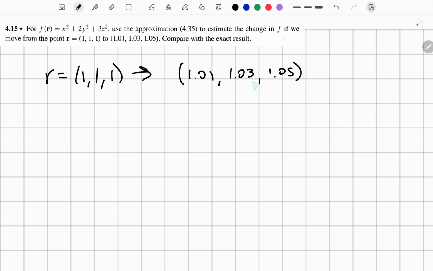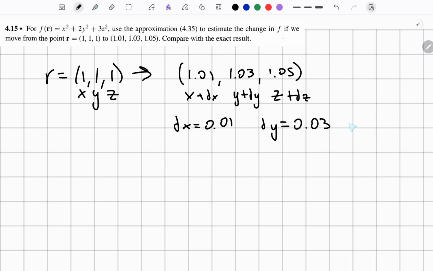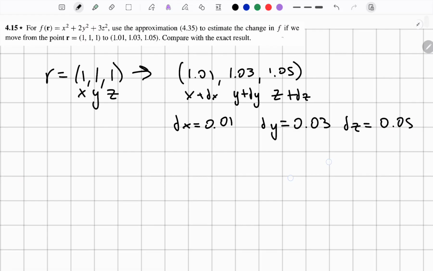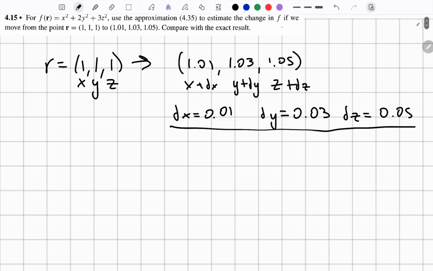So we'll just start by calling each of these changes our x, y, and z. This is x plus dx, this is y plus dy, and this is z plus dz. If we subtract off our x, y, and z, which is just 1 from each of these, we get dx equals 0.01, dy equals 0.03, and dz equals 0.05. These will become important in just a moment.